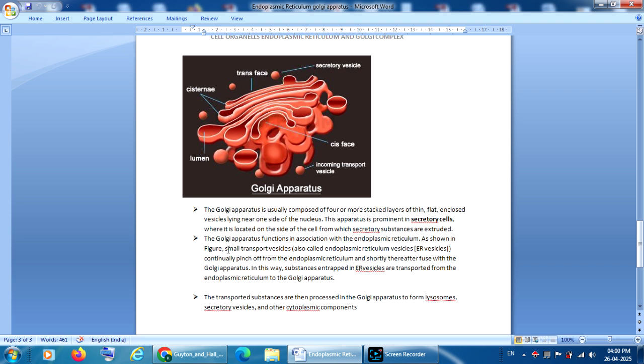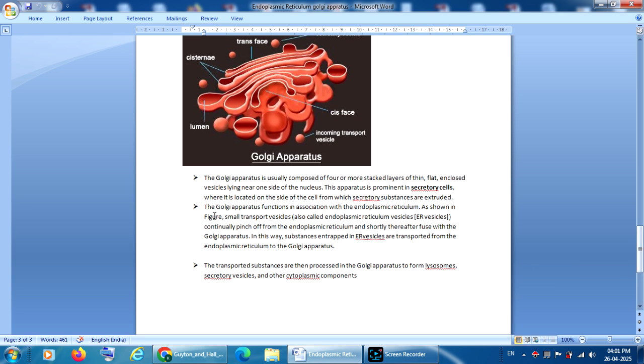The Golgi apparatus functions in association with endoplasmic reticulum. As shown in the figure, small transport vesicles, also called endoplasmic reticulum vesicles or ER vesicles, continually pinch off from the endoplasmic reticulum and shortly thereafter fuse with the Golgi apparatus. In this way, substances entrapped in ER vesicles are transported from the endoplasmic reticulum to Golgi apparatus. The transported substances are then processed in the Golgi apparatus to form lysosomes, secretory vesicles, and other cytoplasmic components.